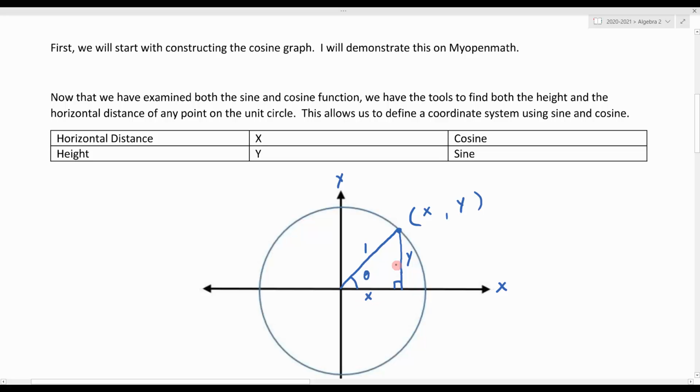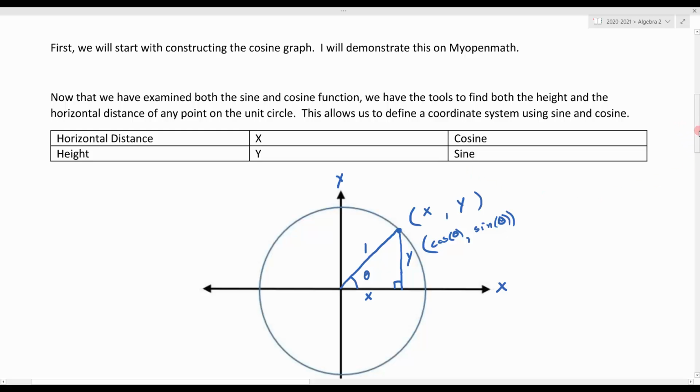And when we examined sine and cosine, we found that sine would find the height, right? So if we were writing the coordinates of this point, instead of x and y, we could use cosine and sine. Because cosine found this side of the triangle, so we could say cosine theta, and instead of y, we could say sine theta. And these two things would end up being exactly the same. Cosine would be used to find x, and sine would be used to find y. Okay, so in this table, I put those three things together: the horizontal distance represented by x, found using cosine; the height represented by y, found using sine.